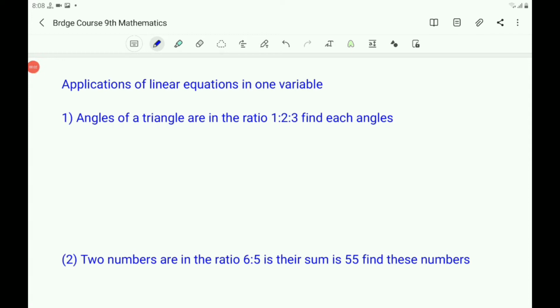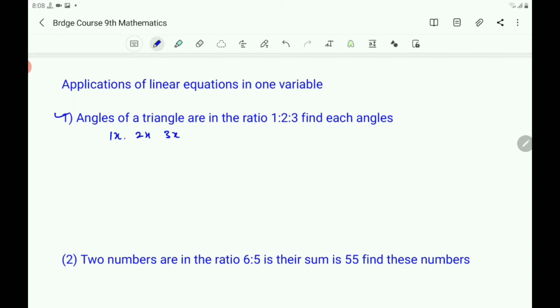Children, now let us consider the applications of linear equations in one variable. Now consider the first application. Angles of a triangle are in the ratio 1:2:3. Find each angle. Now let us consider the three angles are 1x, 2x, 3x.